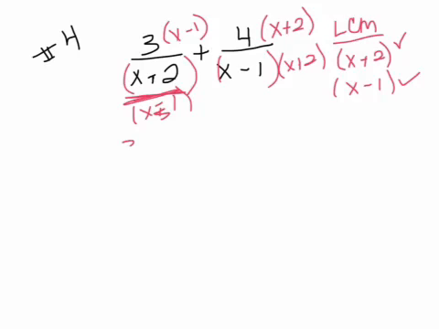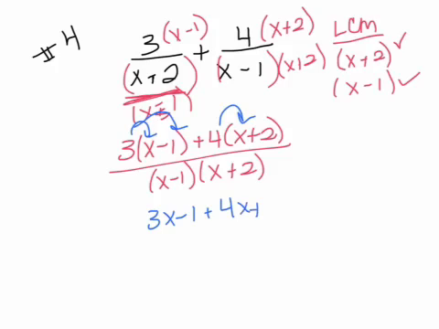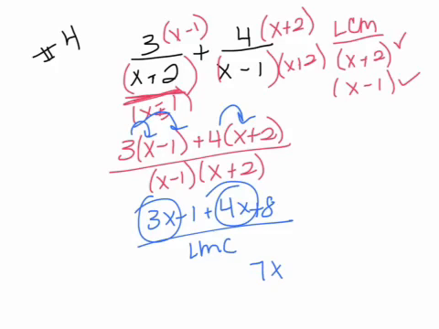Now I'm going to rewrite the numerator. 3x minus 1 plus 4x plus 2 all over the least common multiple of x minus 1, x plus 2. Now we're just going to distribute: 3x minus 1 plus 4x plus 8 all over the least common multiple. Combine my like terms, 7x plus 7 all over x minus 1, x plus 2. Now, I would accept this answer or factor out a 7.